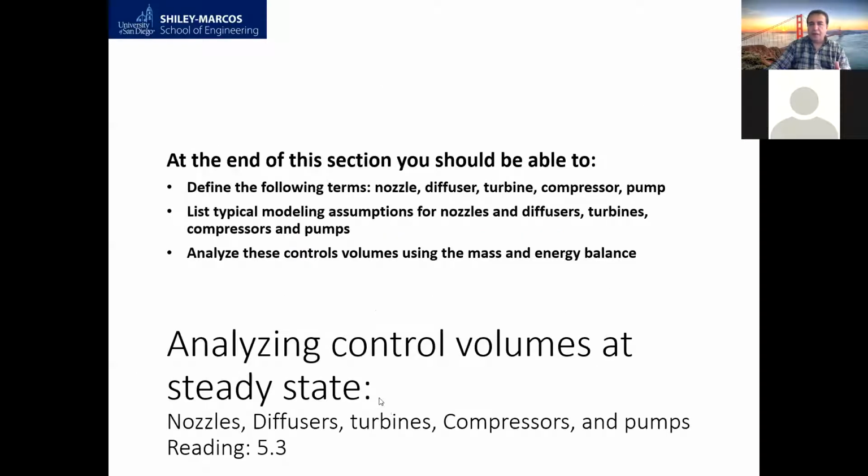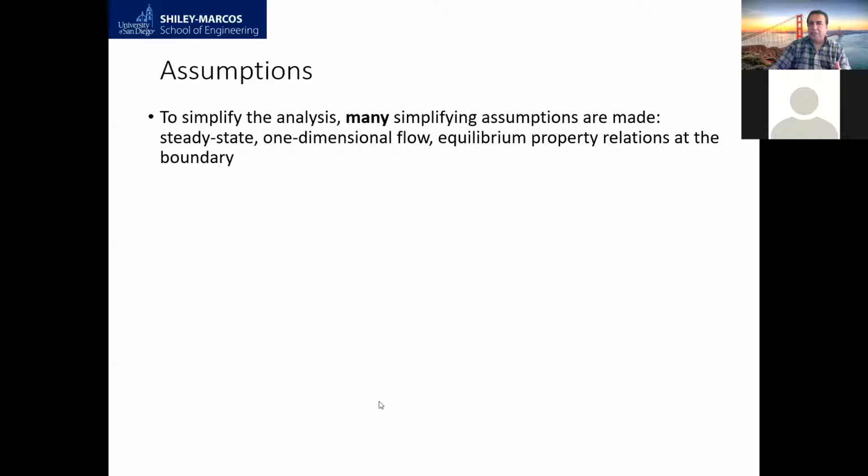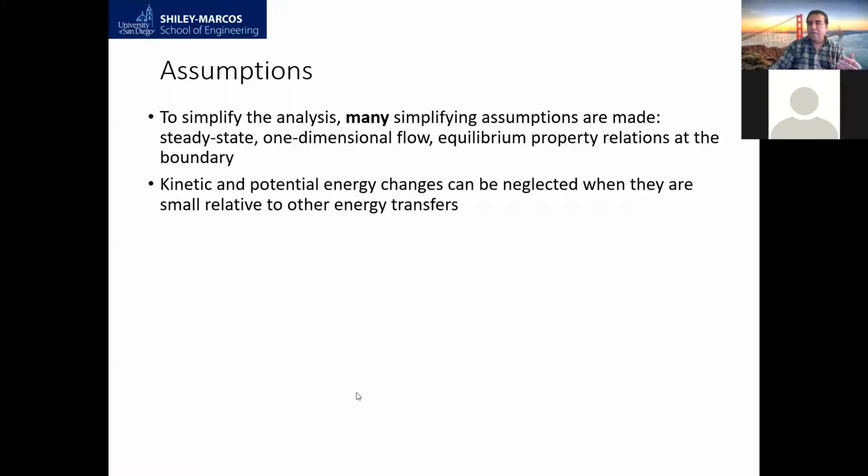So let me just go to the assumptions. To simplify the analysis, many simplifying assumptions are made: steady state, one-dimensional flow, equilibrium property relations at the boundary. Kinetic and potential energy changes can be neglected. That's a good assumption, because compared to enthalpy, the kinetic energy might be very small. Kinetic and potential energy changes can be neglected when they are small relative to other energy transfers. Okay.